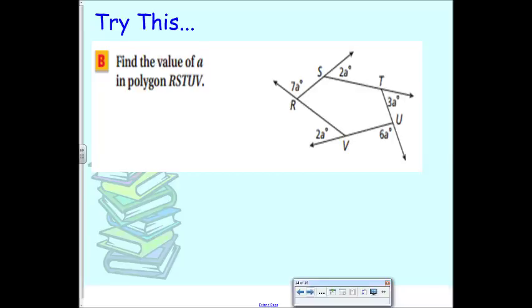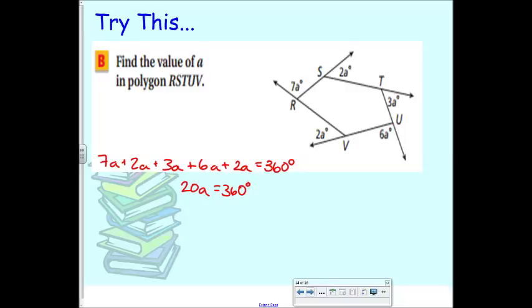So how could you solve this to find the value of A? Add up all the variables. 7A plus 2A plus 3A plus 2A equals what? 360. All right, what's 7 plus 2? Plus 3? Plus 2? 20A equals 360. Every single one of you could have done that. All right, how do I finish? Divide by 20, and A equals 18. Okay, A equals 18. So exterior angles are easy to remember because it's always 360.